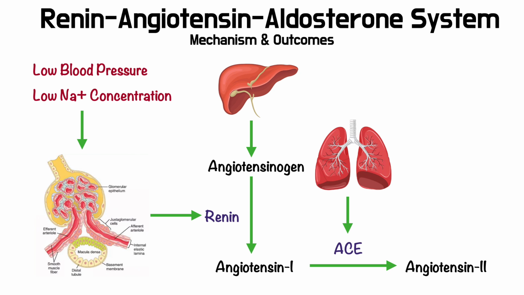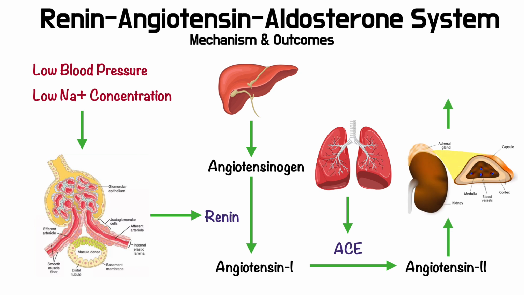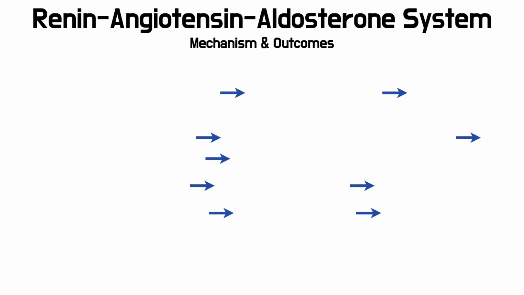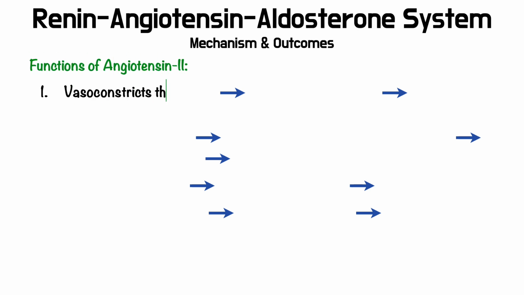this has a lot of functions. We'll be talking about that. Out of them, one is that it releases aldosterone from the adrenal gland, right? So this is the mechanism and the roadmap of the RAAS system. Let's talk about the mechanism and outcomes of the RAAS system.